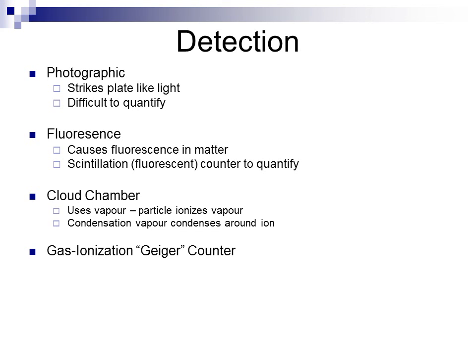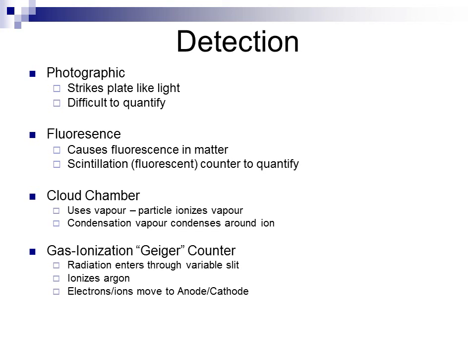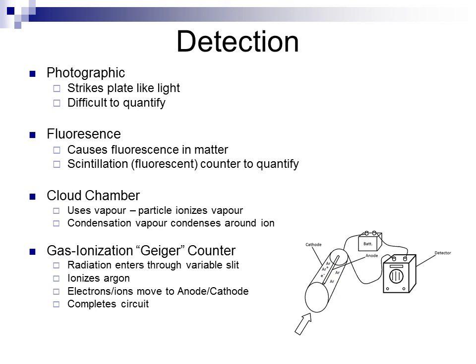The most common means of detection is what's called a gas ionization or Geiger counter. This operates with the radiation entering through a variable slit in the Geiger counter, which will ionize argon. The ionization of the argon produces positive argon atoms and electrons. The positive argon atoms will move to the negative cathode. The negative electrons will move to the positive anode. This completes the circuit and causes emission of a sound.